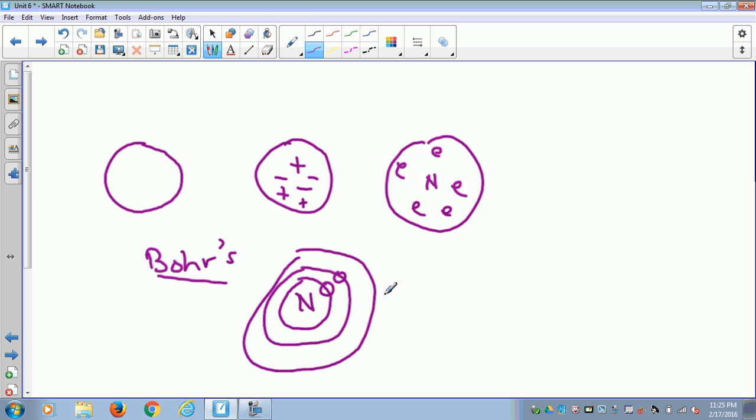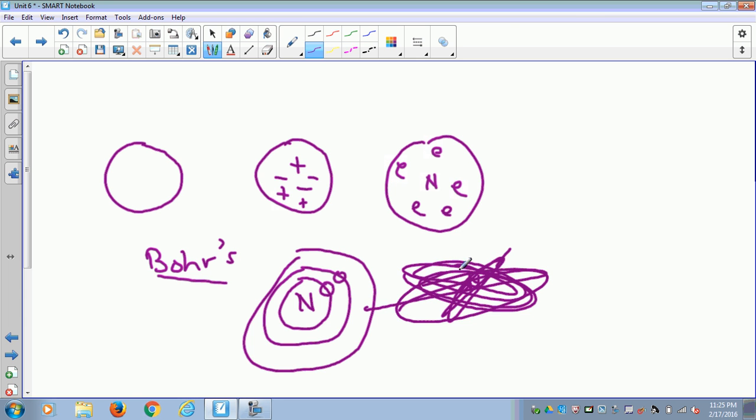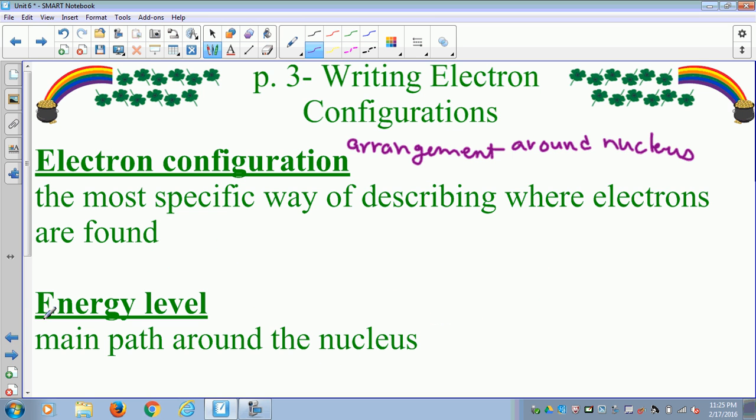The latest model that we know is called the quantum mechanical model, and according to it, there are no real orbits. The electrons are all over the place, so it's hard to find the location and momentum of an electron. Anyway, going back, we want the most specific way of describing where electrons are found. So that's what we will learn.